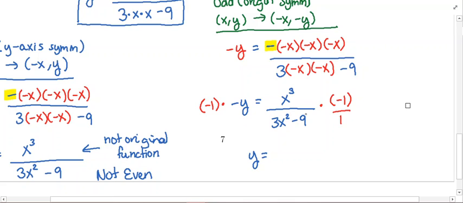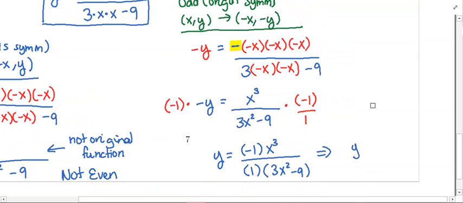And then recall how you multiply fractions. You multiply across the top and across the bottom. Okay, so you multiply across the top, it's going to be -1 times x cubed. And then the bottom is going to be 1 times the denominator. Okay, if we simplify this, this tells us that y equals -x cubed. And then in the bottom, if you're just multiplying 3x squared minus 9 by 1, it doesn't change it.